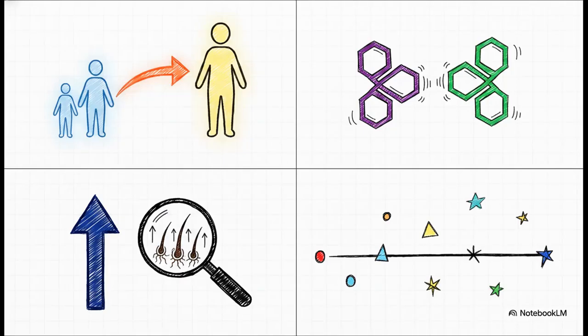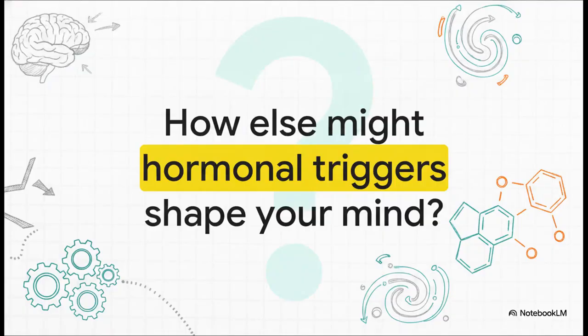Let's quickly lock this into your memory before we go. Point 1, puberty is a hormone-driven transition. 2, the key invisible triggers are testosterone and estrogen. 3, common macro changes include growth spurts and body hair. And 4, the timeline is highly individual, varying widely and spanning several years. For your exams, make sure you focus on those specific roles of the hormones and that sequence of physical changes.